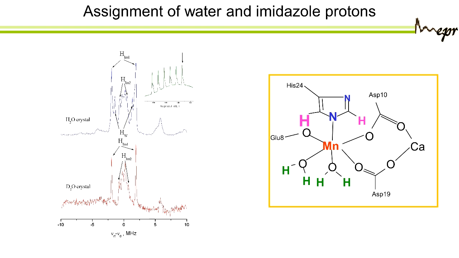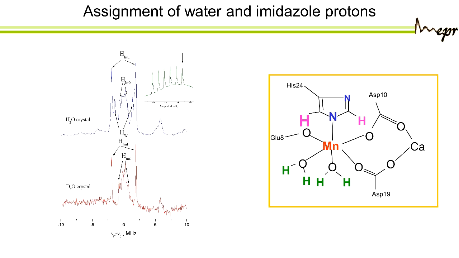So here is the site now. You see the manganese has 2 water molecules, and it has this imidazole, this histidine. So in principle, we should see the 4 green protons that are water, and we should see these purple ones that are of the imidazole. And then, of course, when you do a rotation pattern, you see each one, and it's a bit complicated. So first, how do we tell which is which? This can be very easily done.